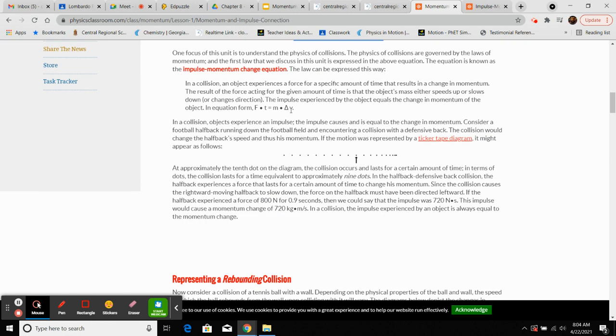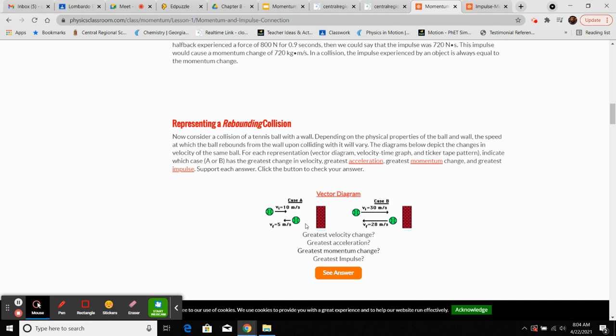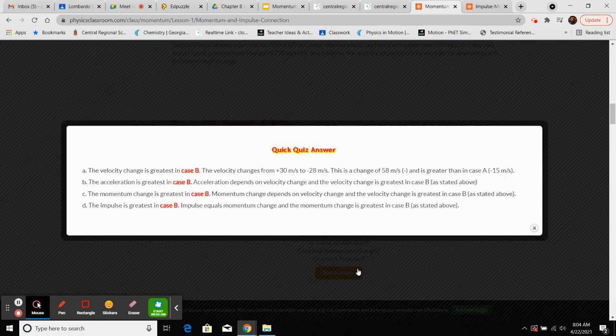The change is final minus initial. Final minus initial will be like -5 minus 10. Over here, because it's moving to the left, you can say -28 minus 30. There's a bigger change over here, right? It's going 30 meters per second in this direction, and it's going to rebound off at 28. So it's going to have a greater velocity change. And therefore, a greater change of velocity over what we assume is the same amount of time is going to give us the fact that ball B would still have a greater acceleration.